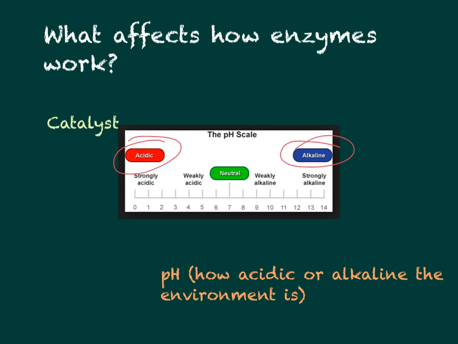The enzymes found in your stomach are going to work down here at this lower pH, where it's more acidic. Whereas the enzymes in your mouth are going to work more here, where it's a little more neutral and a little less acidic. So the enzymes are very specific to their pH. If it's too acidic or too alkaline, then those enzymes stop working.